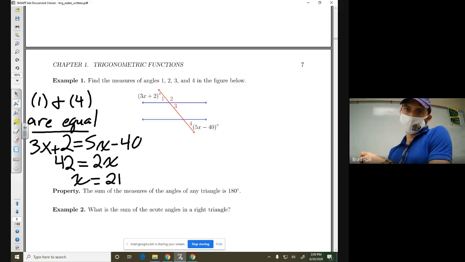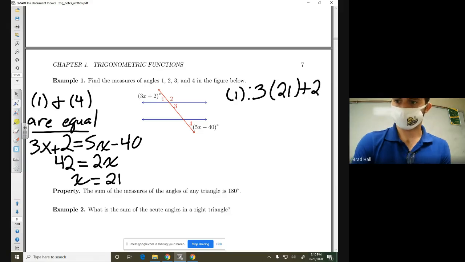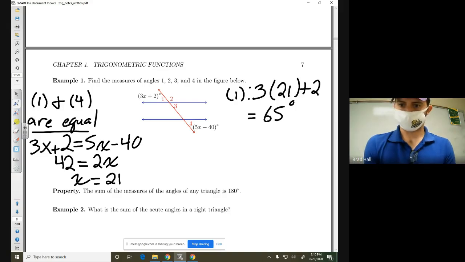But just because we finished a sequence of steps doesn't necessarily mean that that is the final answer. In fact, we're not even close in terms of presentation. So angle 1 was 3x plus 2. So now it's 3 times 21 plus 2. 65. So 65 degrees. And so angle 4, we don't even have to solve for this algebraically. They're equal.